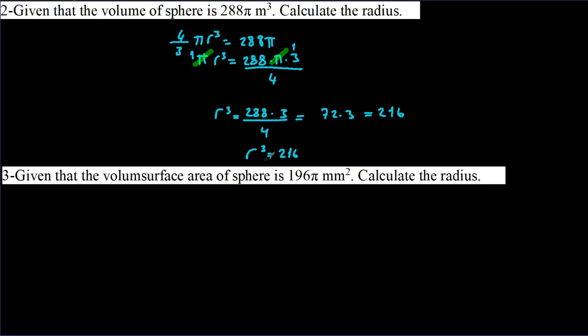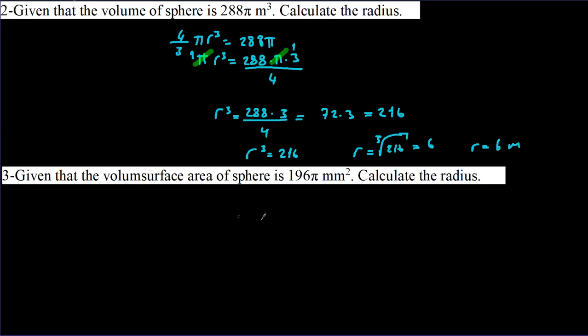And if r cube is equal to 216, r must be equal to the cube root of 216. And I'm looking for which number's cube is 216. It is going to be 6. So r should be equal to 6 meters. 6 meters it has to be.